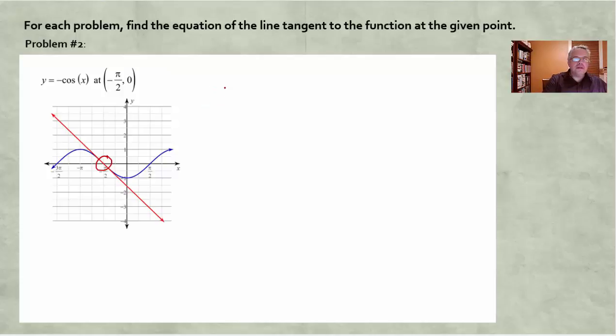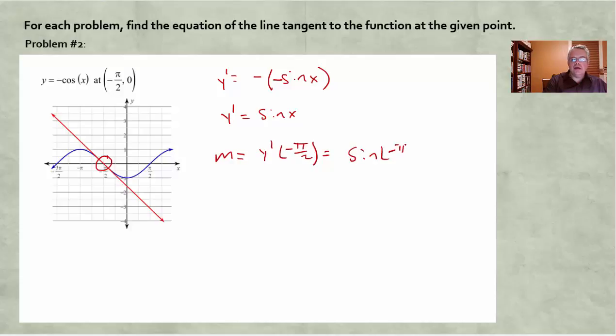Okay. First thing we need is the derivative. So y prime equals minus, because of the minus here, the derivative of cosine is minus the sine x. So minus minus sine x would be just sine of x. Okay, second step is to find the slope at the point. We need the derivative at negative pi over 2. So that would be sine at negative pi over 2.